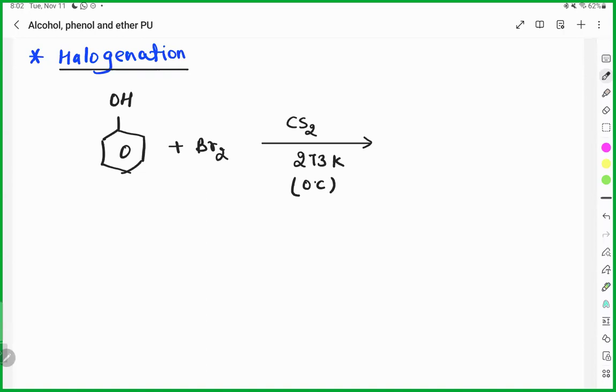So what is happening in this CS2? Whether you take CS2 or even chloroform, these are low polar molecules. They are not allowing the formation of positive and negative ions. So we call them low polarity solvents.